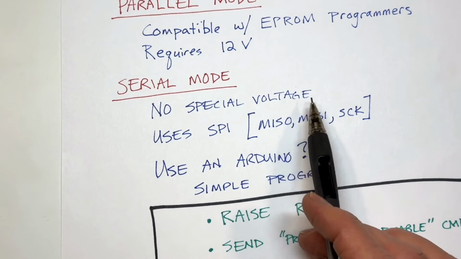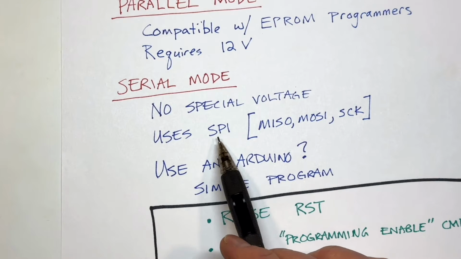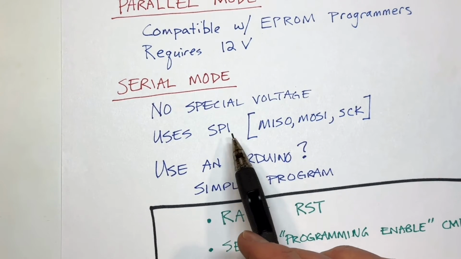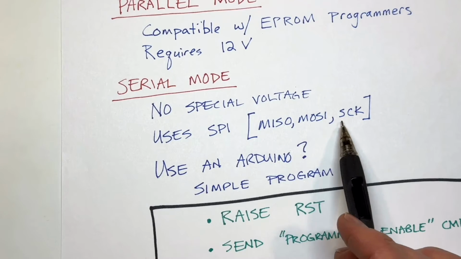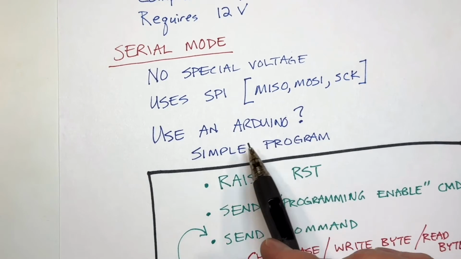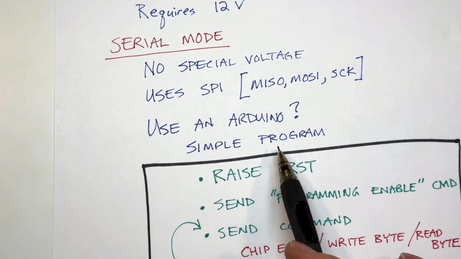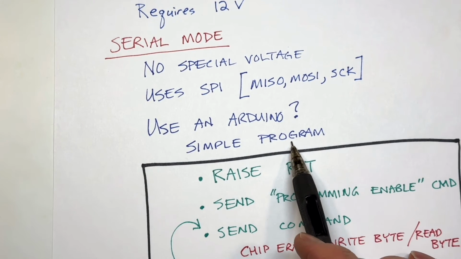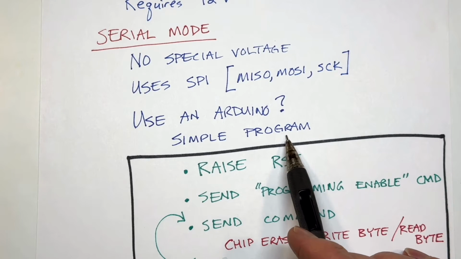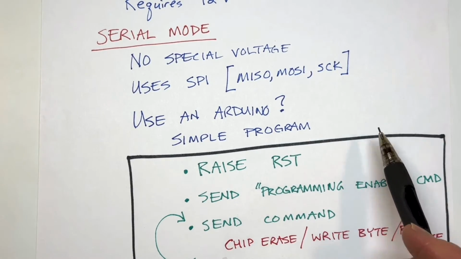No special voltage is required, and it uses the SPI, or serial peripheral interface, which is a 3-wire interface, the MISO, MOSI, and the clock. And we're going to use an Arduino to do the programming. In fact, I'll go over a very simple program that will write the program bytes to the AT51. So we're going to basically create our own EEPROM programmer.